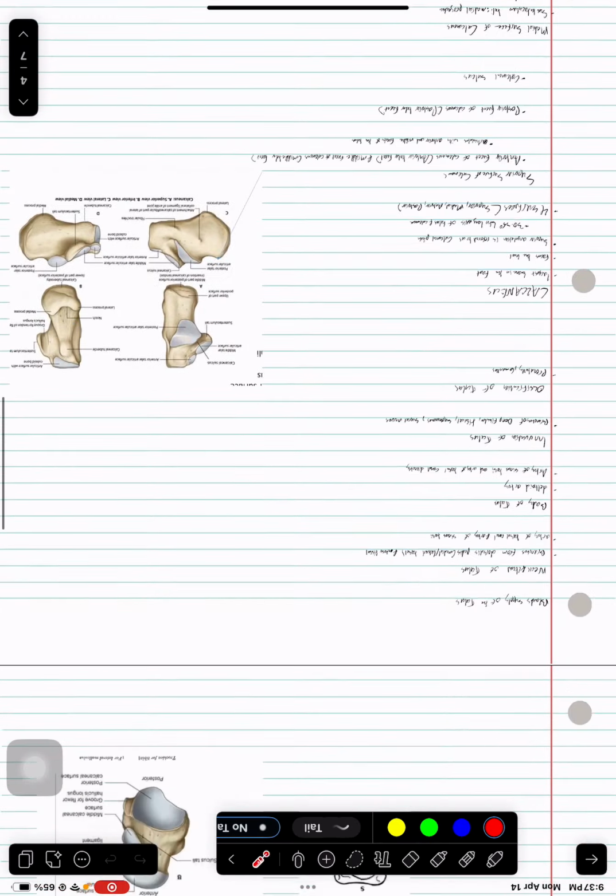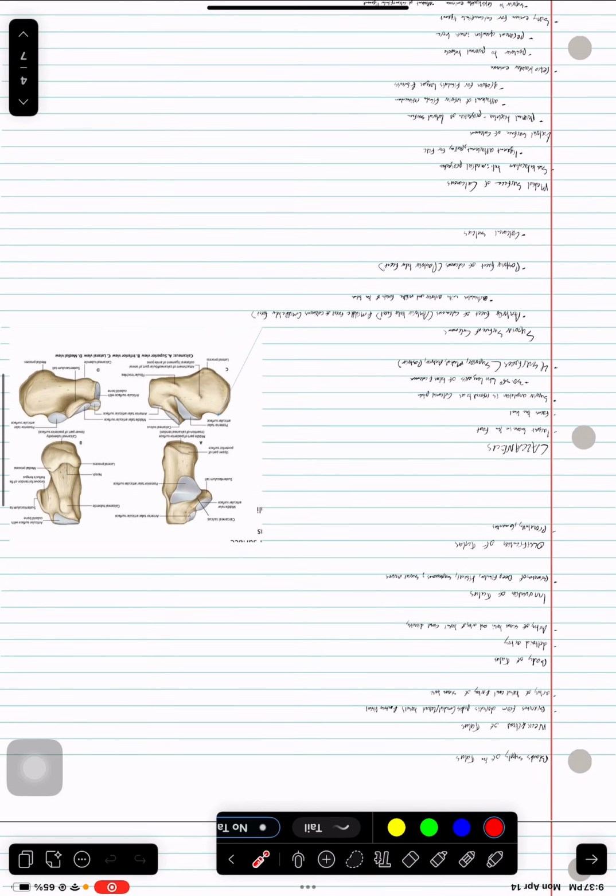And that, my friend, is all we need to know about the calcaneus.